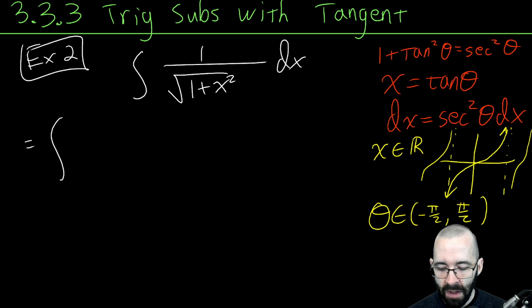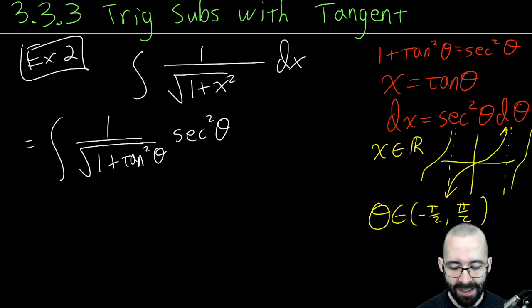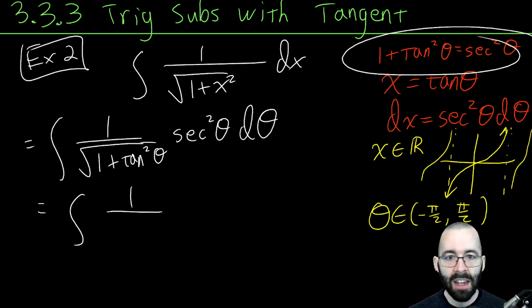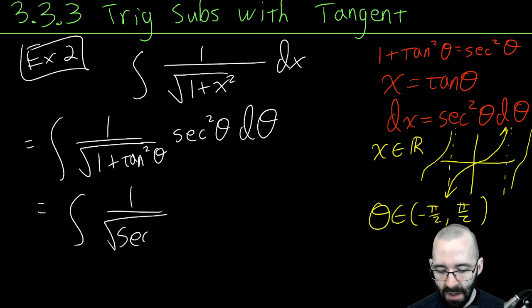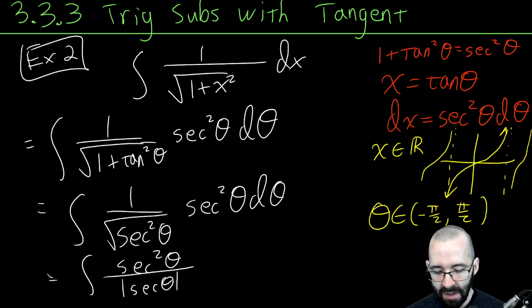Let's do that sub. We've got 1 over 1 plus x squared is going to be tangent squared of theta. What is dx? It's secant squared of theta. Whoa, I made a mistake. Hopefully you caught it. This should be a d theta over here. And now we simplify. This becomes, well, we know 1 plus tangent squared of any angle is the secant squared of that angle. And we have a secant squared over here. And then the square root of something squared is its absolute value.